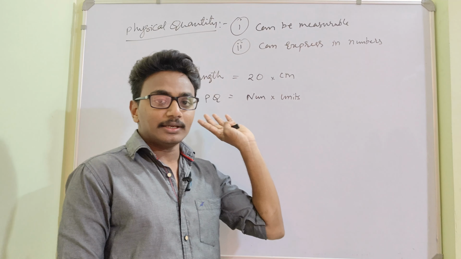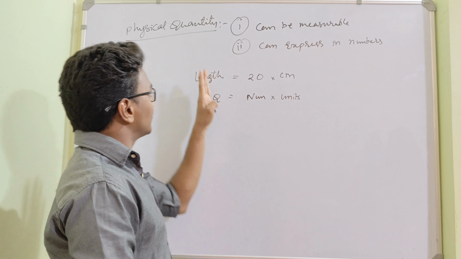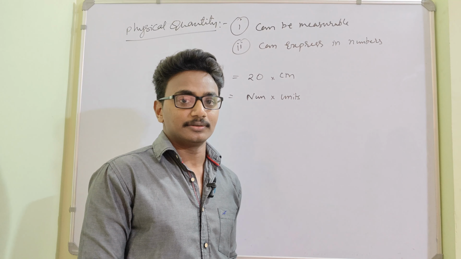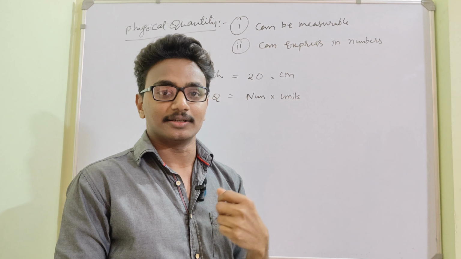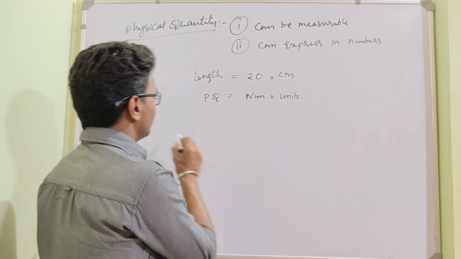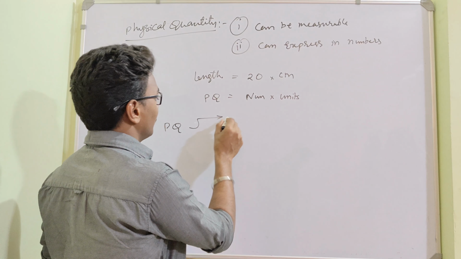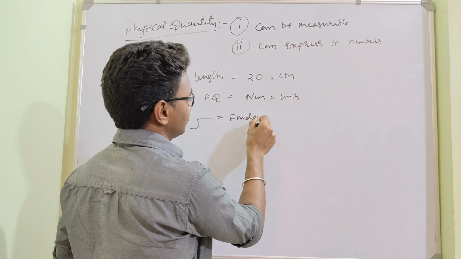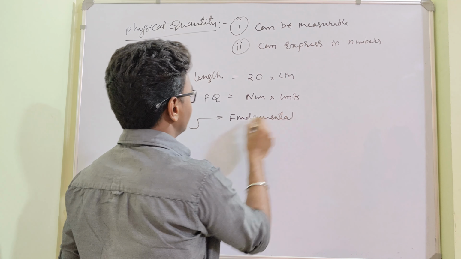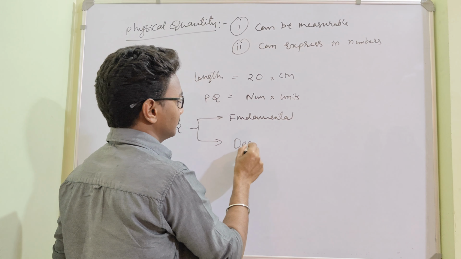Physical quantities are divided into two categories. One is fundamental quantities and the second one is derived quantities.